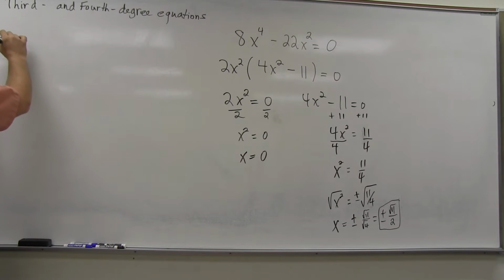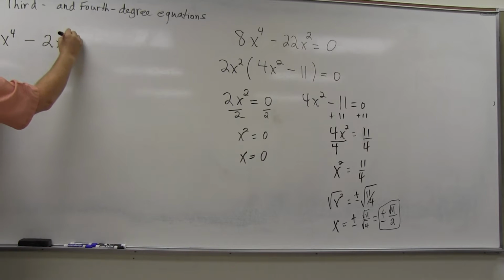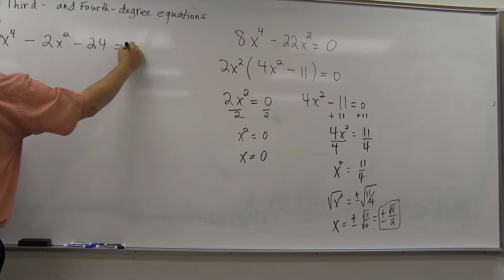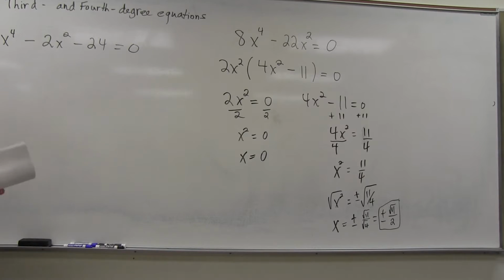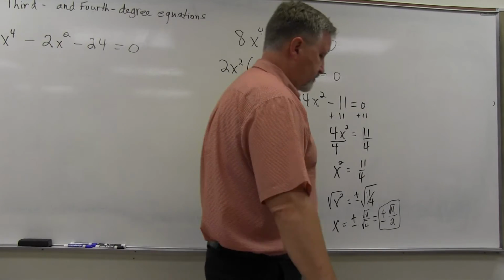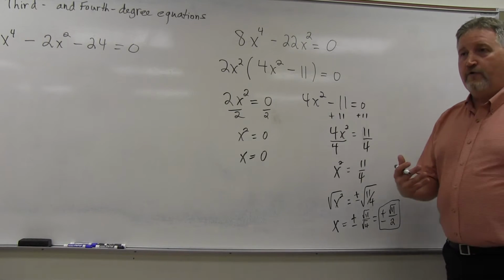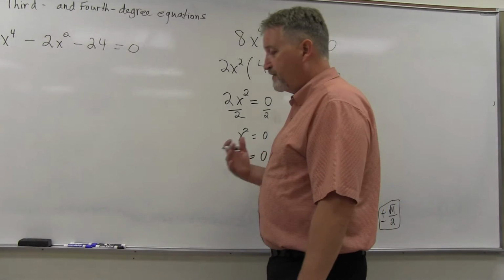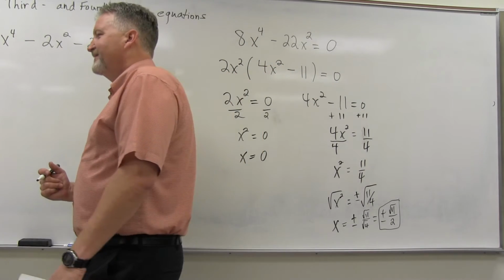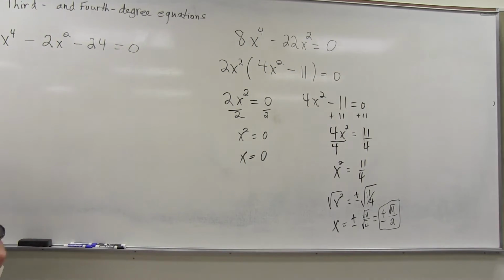All right, here's another one. X to the fourth minus 2x squared minus 24 equals 0. So again, we have a fourth degree equation. However, unlike the previous two, we don't have a common factor, do we? No common factor there.